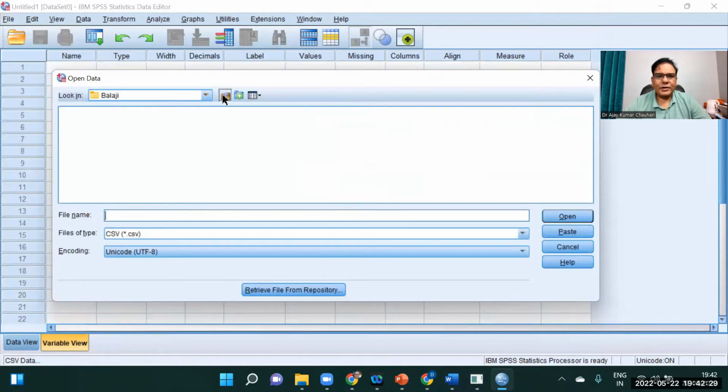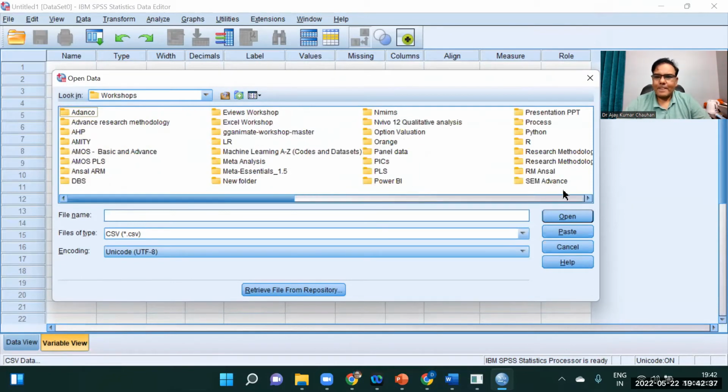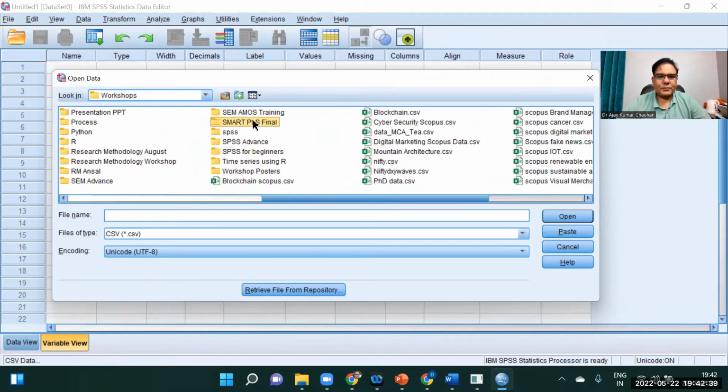And this data we have in the workshop, Smart PLS.